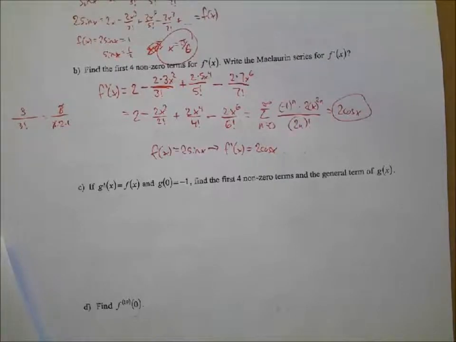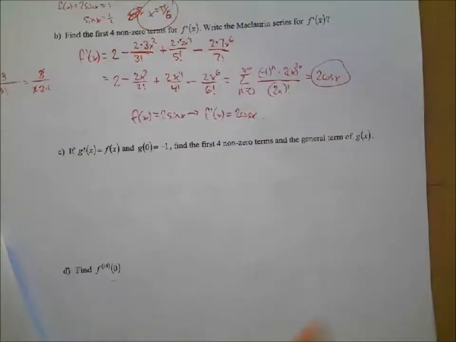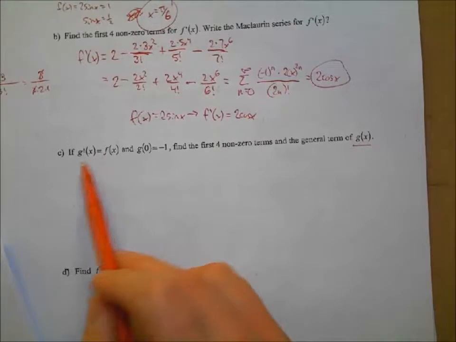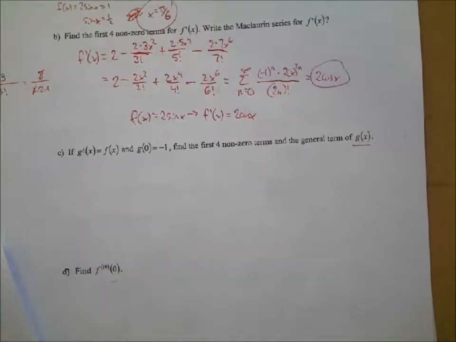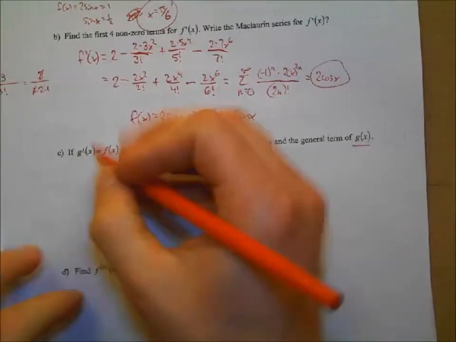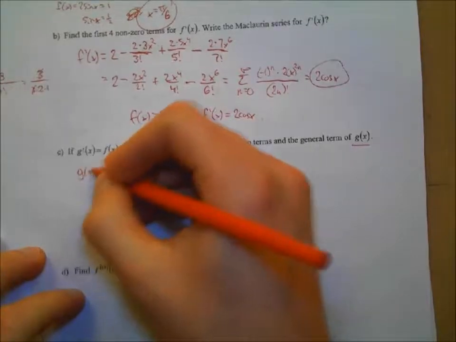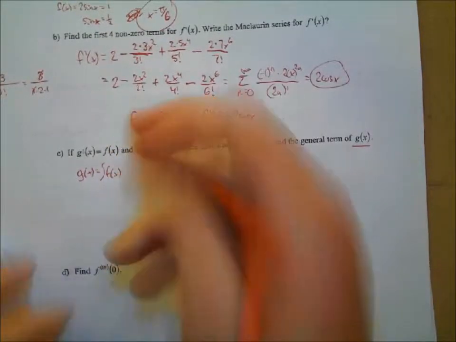Yeah, so let's take a look here at letter C. If g prime of x is equal to f of x and g of 0 equals negative 1, find the first 4 non-zero terms and then also the general term for g of x. Okay, so given where we're starting at f of x and we want to find g of x, that means what do we need to do to our function f? We need to integrate, right? If g prime is equal to f, then that means g of x is equal to the integral of f of x. So now we're going to integrate a power series.